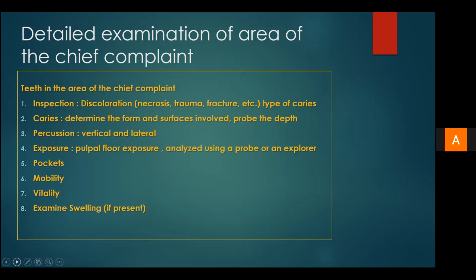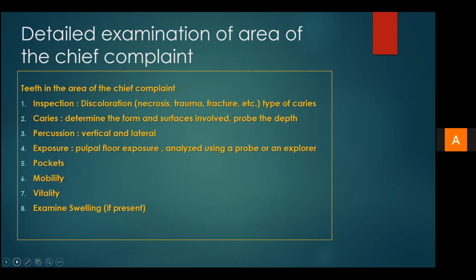Then comes the percussion. Percussion is not a very important step that will rule out something for you, but it's important because it can rule out the difference between pulpal pain and periapical pain. In cases of vertical percussion, you can suspect apical periodontitis, as the periodontal fibers are arranged obliquely from all the sides.